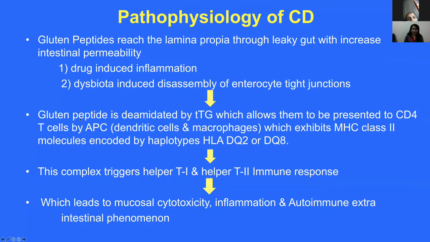Then the gluten peptide enters the lamina propria of the small intestine. This gets deamidated by TTG, or tissue transglutaminase. Thereby, this gluten peptide is presented to antigen presenting cells. What are these antigen presenting cells? These are dendritic cells and macrophages, which exhibit, in a genetically predisposed person, MHC class 2 antigens, that is HLA-DQ2 or DQ8. When this gluten is attached to these antigen presenting cells, this complex triggers the helper T1 and helper T2 immune response.